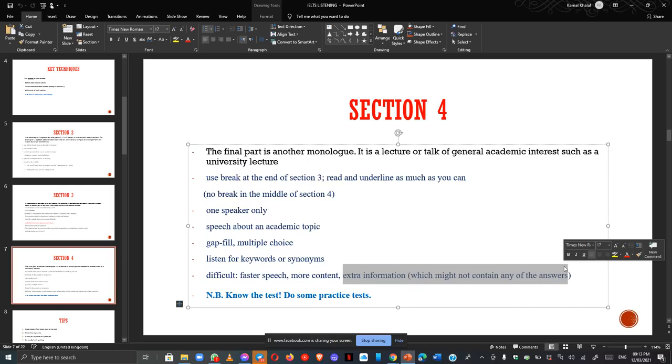In section 4, you hear a lot of information. In some cases, the audio file is about 10 minutes for section 4. So you hear a lot of extra information. Even in some cases, you have to wait for about 2 minutes before you start answering question 31, for example. So don't get nervous. Just keep an eye on the keywords. This is very, very important.